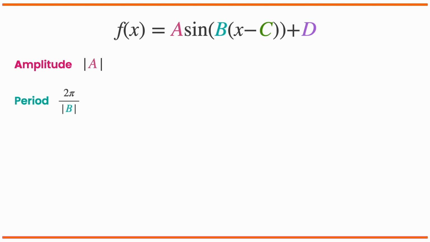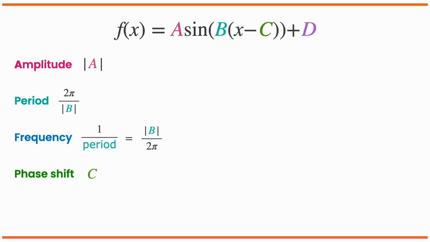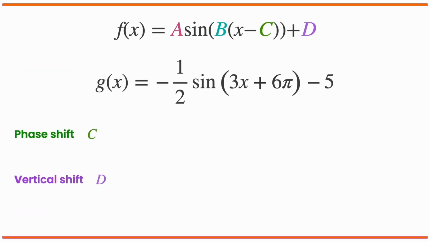As we saw before, the frequency is just the reciprocal of our period, which could also be written as the absolute value of b over 2 pi. Another property of sinusoids is the phase shift, which represents a horizontal shift, left or right. The phase shift is represented in the equation by the parameter c, the number subtracting from x. Lastly, the vertical shift is represented by d, the number added or subtracted outside of the sine or cosine function. Let's practice finding these values for specific functions.